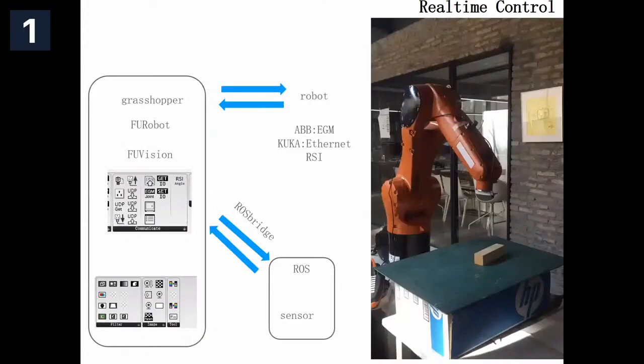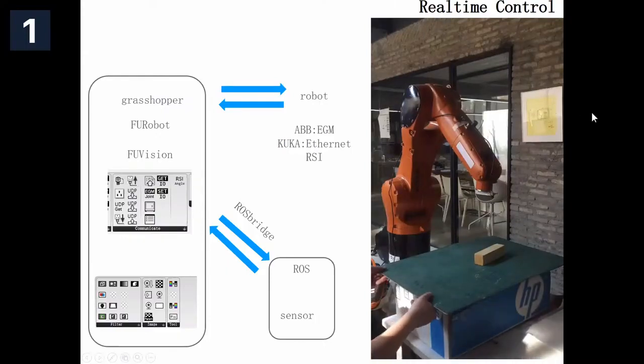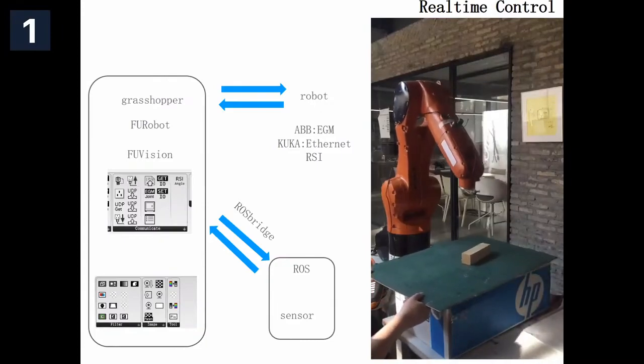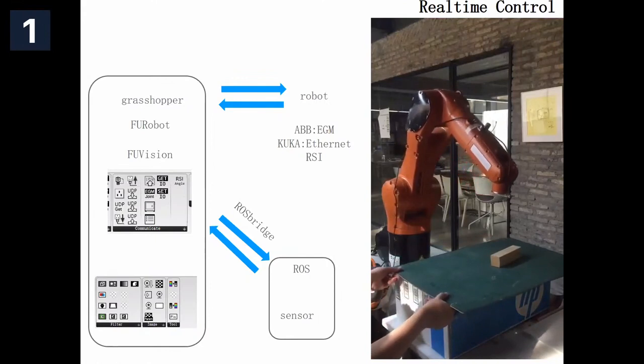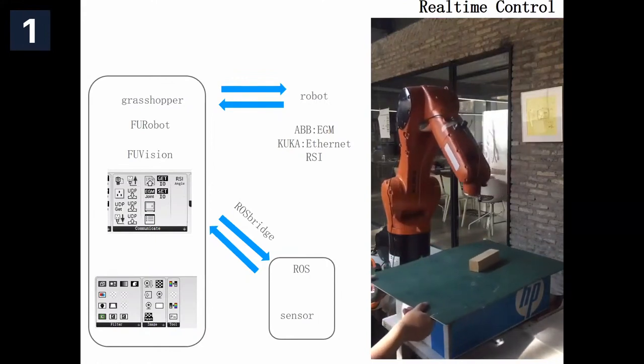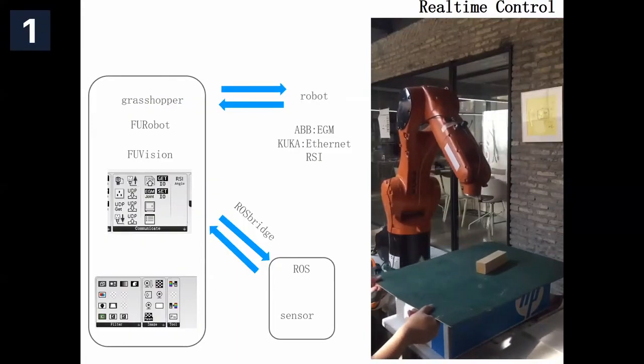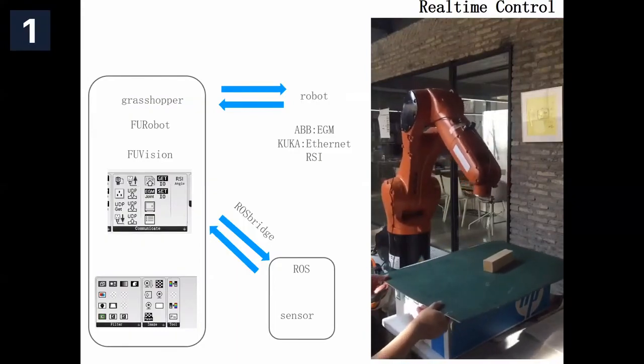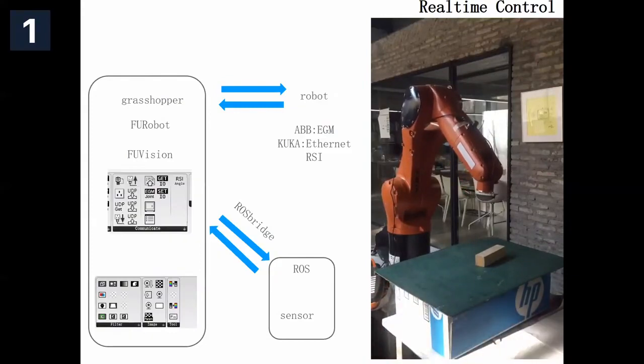Another topic, the last topic, is about relative control, real-time control. Real-time control, you can see. The robots follow this wood brick and move smoothly. This is the whole work.